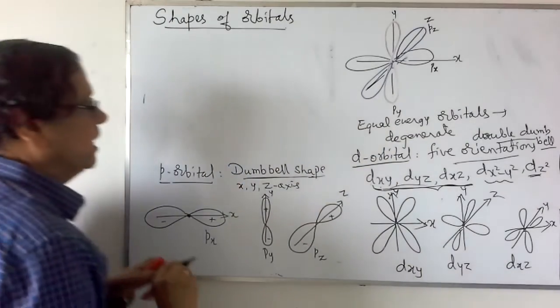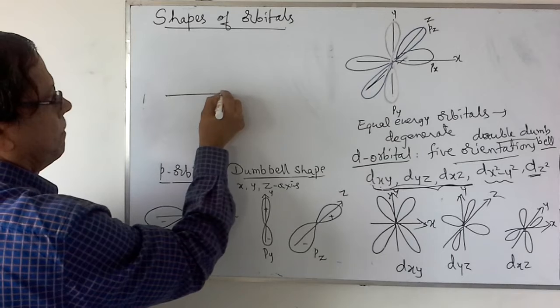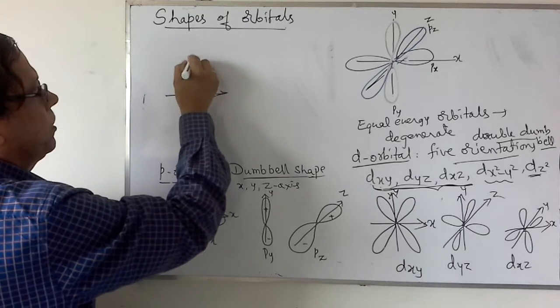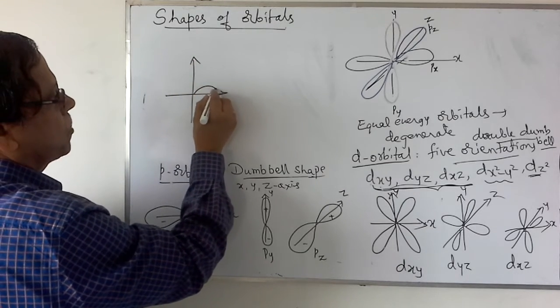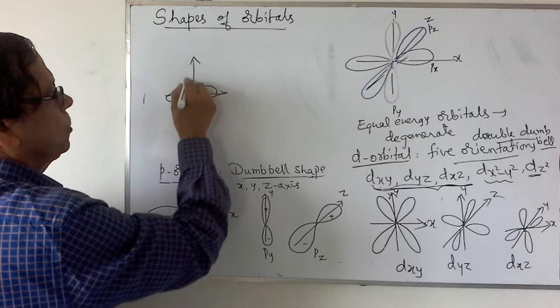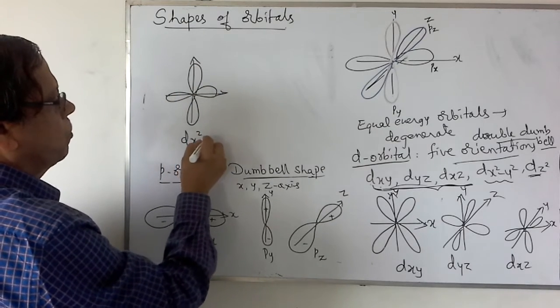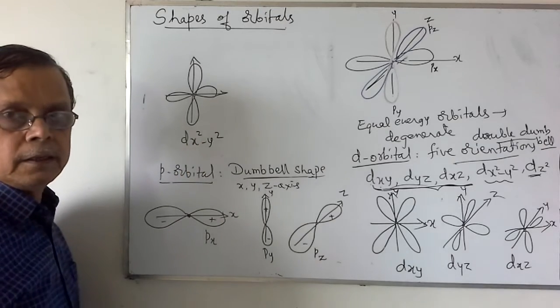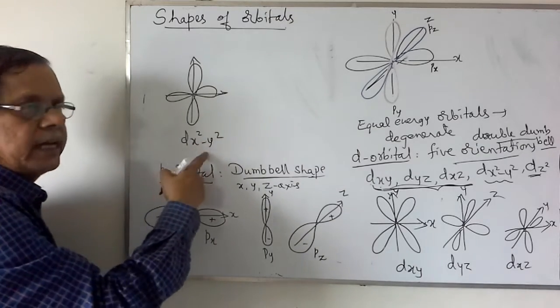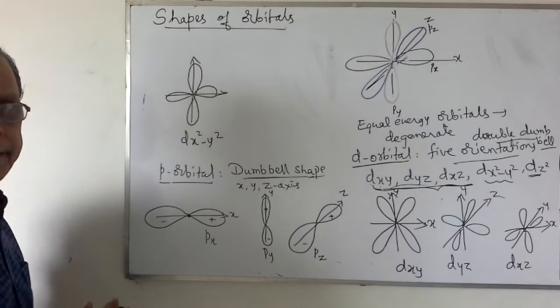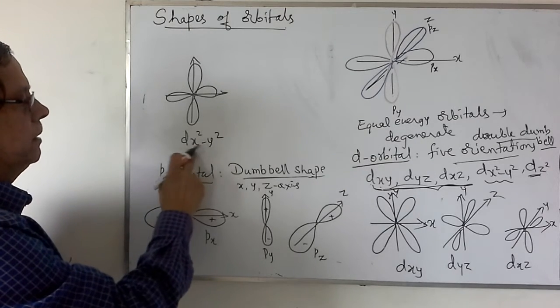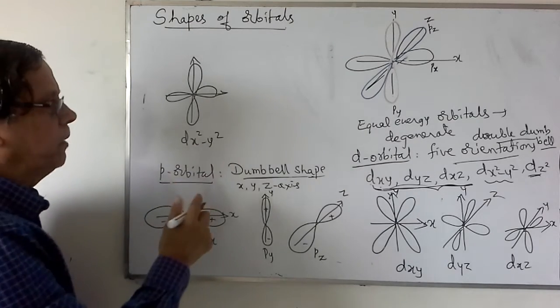Suppose you consider this as x-axis and y-axis perpendicular to one another. If two lobes are along the x-axis and two lobes along the y-axis, it is indicated as dx2-y2. Some people pronounce it as dx square minus y square, but it should be pronounced as dx2 minus y2.